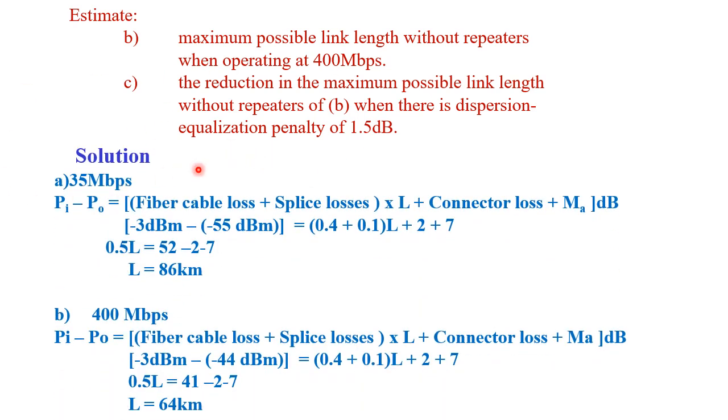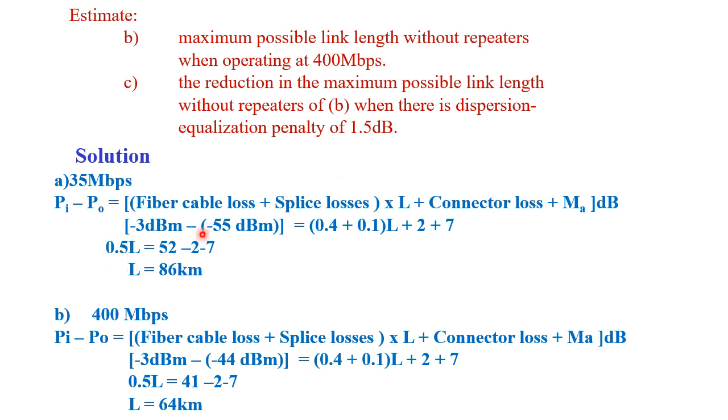For the first question, we have to find the maximum possible link length when operating at 35 megabits per second. So the formula is Pi minus Po, that is equal to fiber cable loss plus splice losses into L, plus connector loss, plus MA safety margin, in terms of decibel. So Pi minus Po is minus 3 dBm minus of minus 55 dBm, which is equal to fiber cable loss of 0.4, splice loss of 0.1 into L, connector loss of 2, and MA is equal to 7.